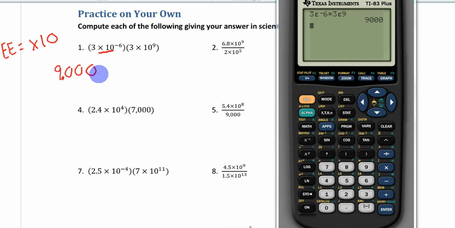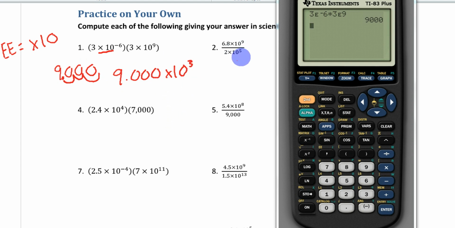Well, in the number 9,000, the decimal starts off here. So that's a movement of 1, 2, 3 places. So 9,000 is actually written as 9.000 times 10 to the third because of the 3 moves that we made.